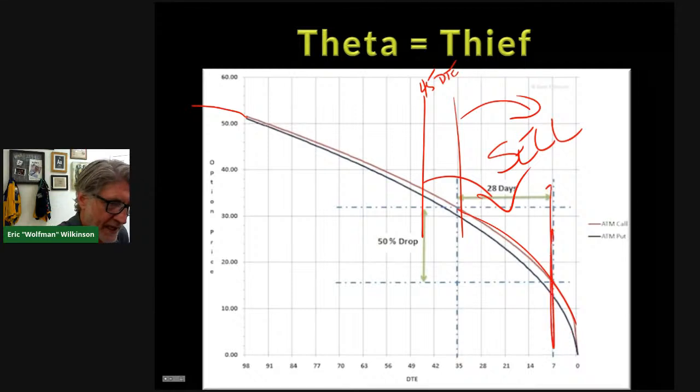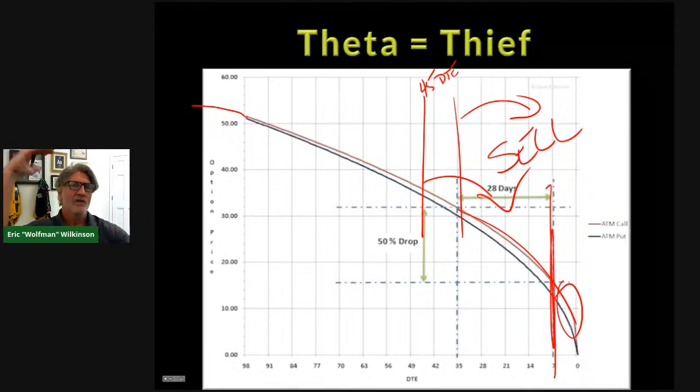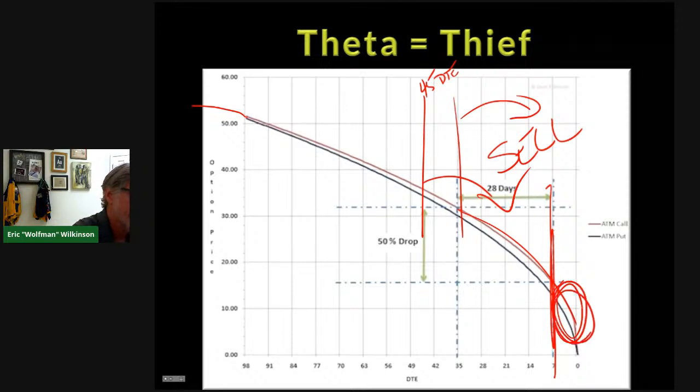And then I usually like to get out right around 7 days to expiration. All of this just gets a little wonky. Yeah, you can squeeze it out, but with a trade like this, we're going to be far enough away from where the underlying is trading that this isn't going to be helping us at all.